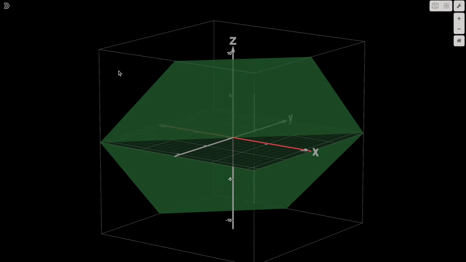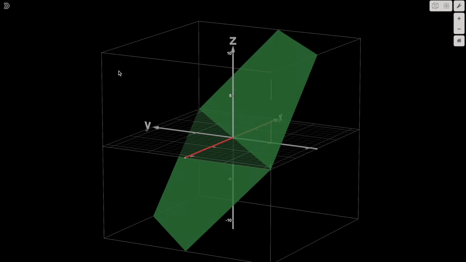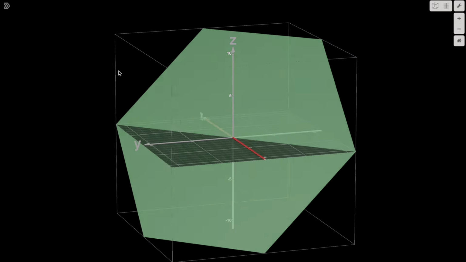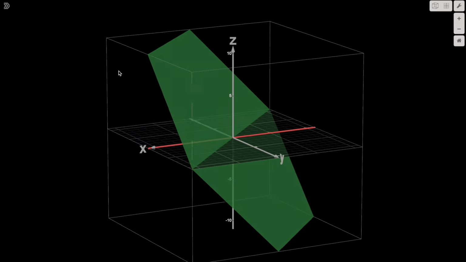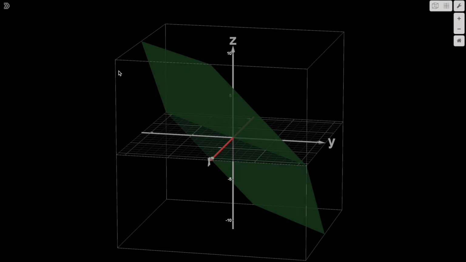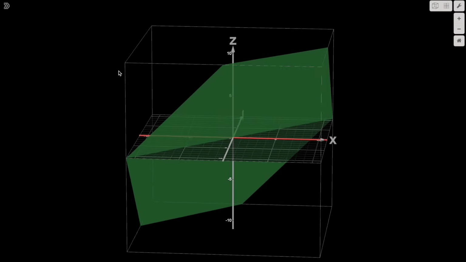Now take a look at the animation on your screen. The green plane represents the row space of a 3 by 3 matrix, while the red line shows the left null space of that same matrix. This visual will help us dive deeper into what these spaces really mean.